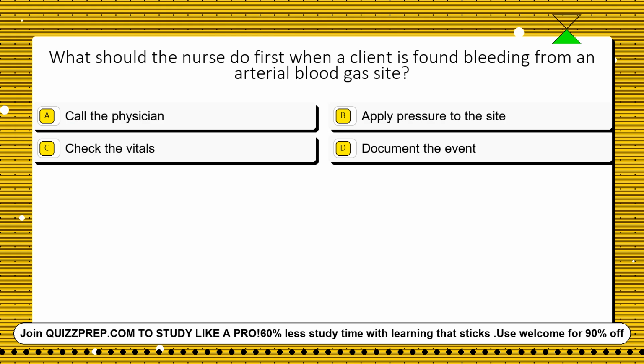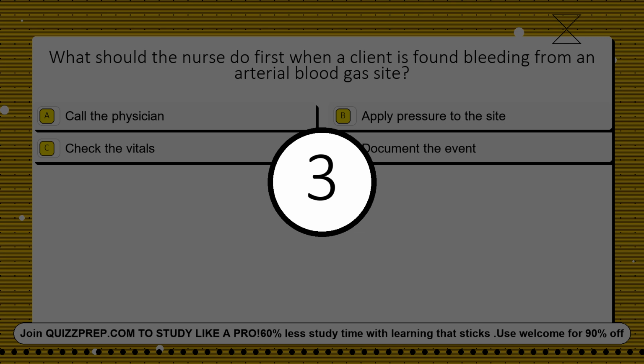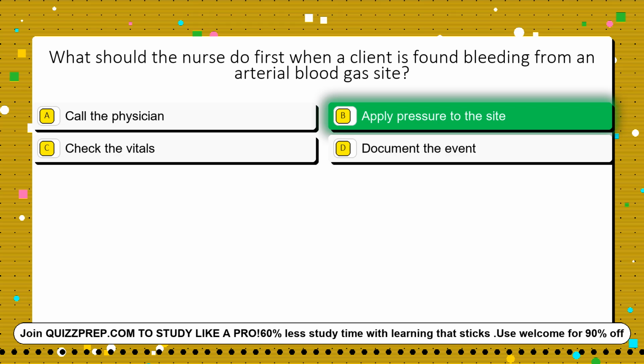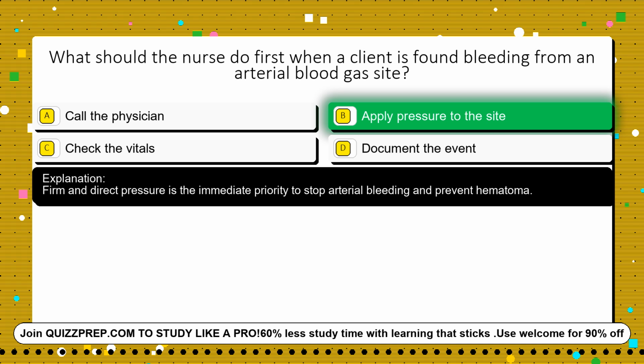Question 98. What should the nurse do first when a client is found bleeding from an arterial blood gas site? Option A, call the physician. Option B, apply pressure to the site. Option C, check the vitals. Option D, document the event. The correct answer is option B, apply pressure to the site. Firm and direct pressure is the immediate priority to stop arterial bleeding and prevent hematoma.